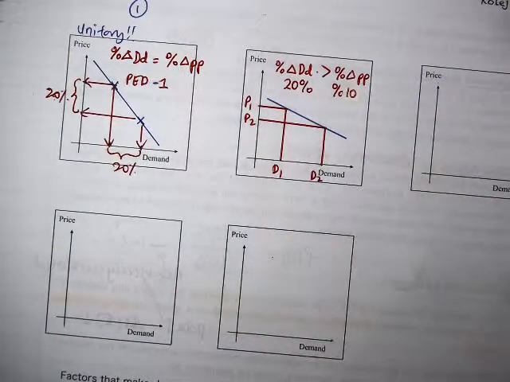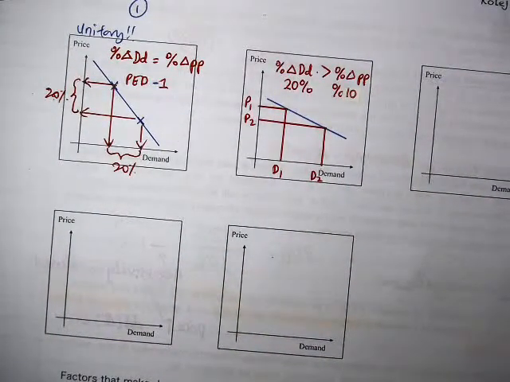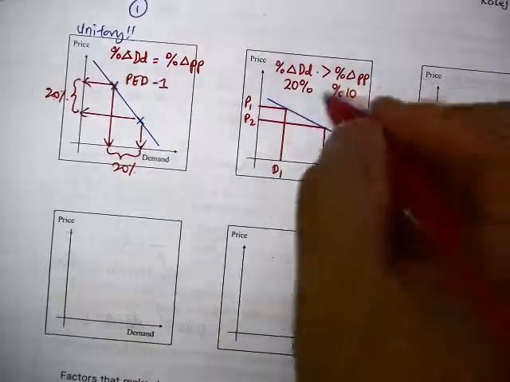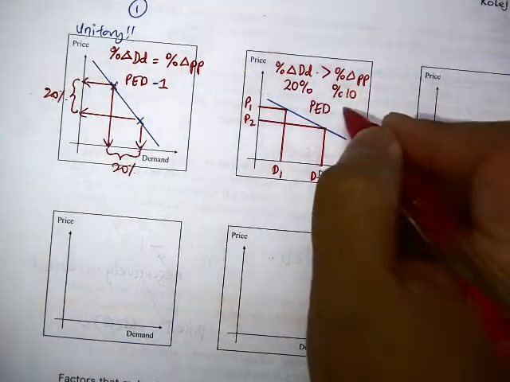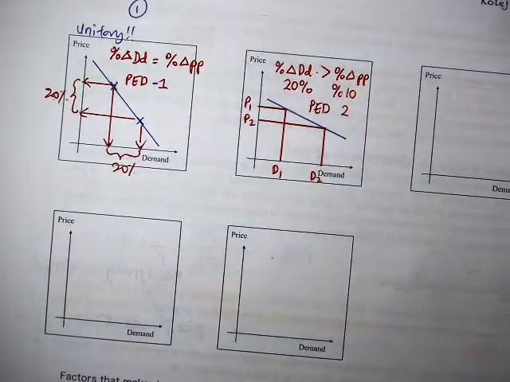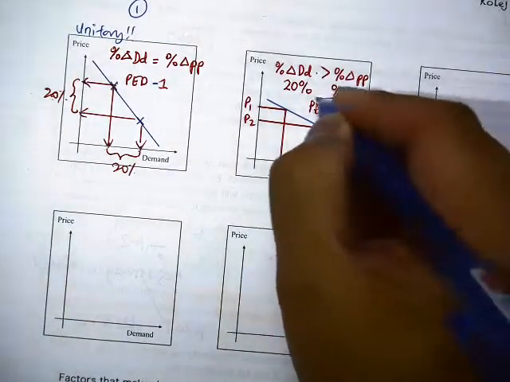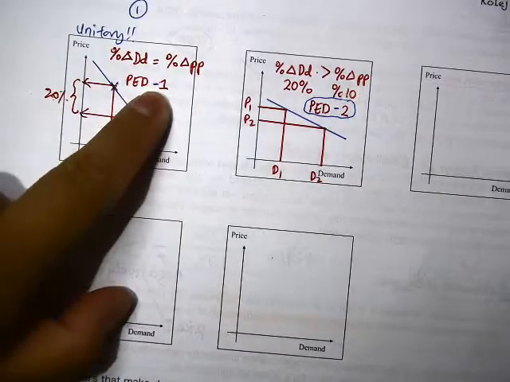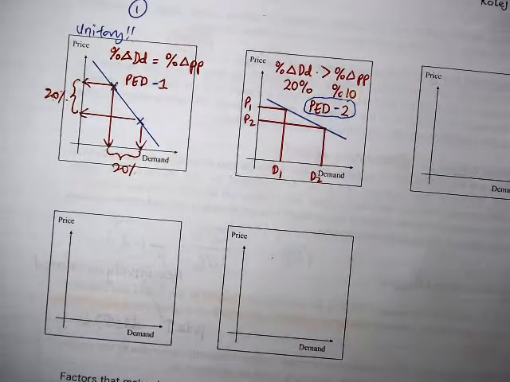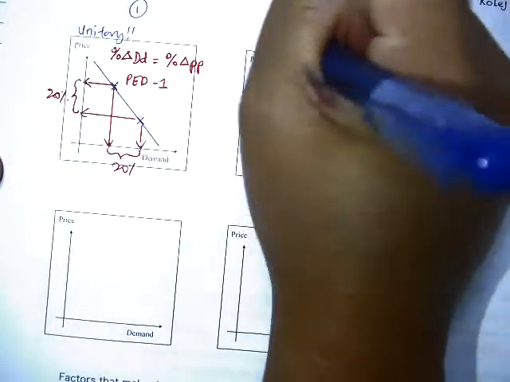So when you use this to calculate PED, what is the PED figure you're going to get? Change in demand is 20, change in price is 10, the value is 2. Correct. Then of course I say you must put a negative there. When you have a PED value that is bigger than 1, let's say 1.2, 1.8, 2, 3, 10, doesn't matter. As long as it's bigger than 1, we say this is elastic.